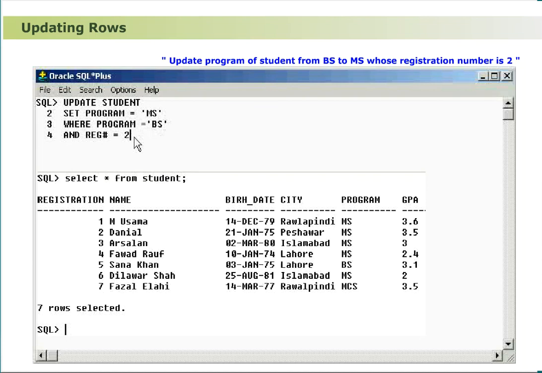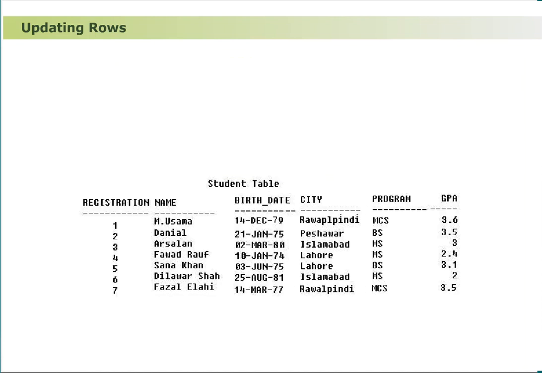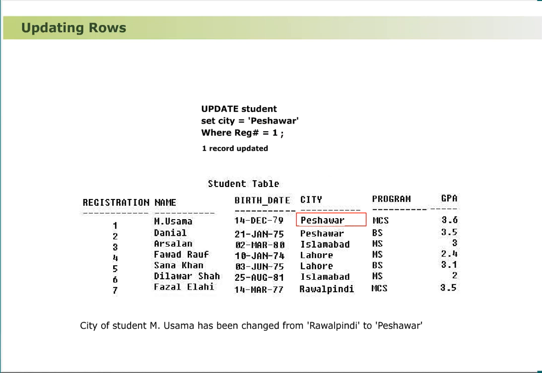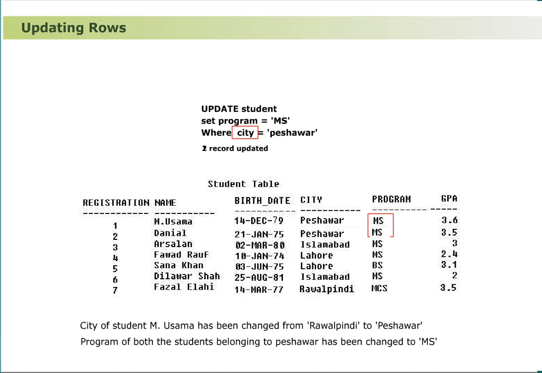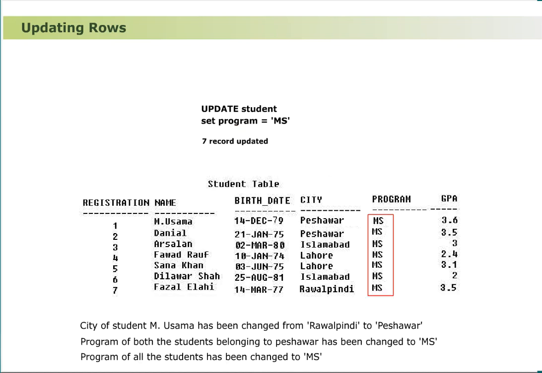It is important to note that if it is required to update single row, then where condition shall be applied on primary key or alternate key. If it is required to update many rows, then where condition shall be applied on secondary key. If it is required to update all rows, then where condition must not be specified.